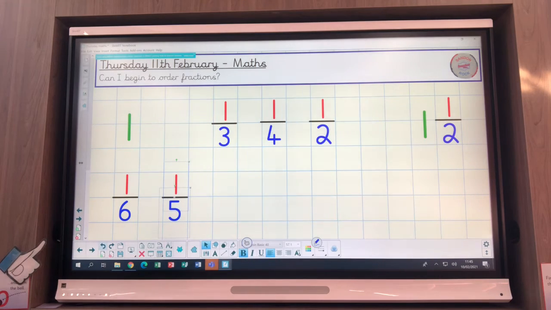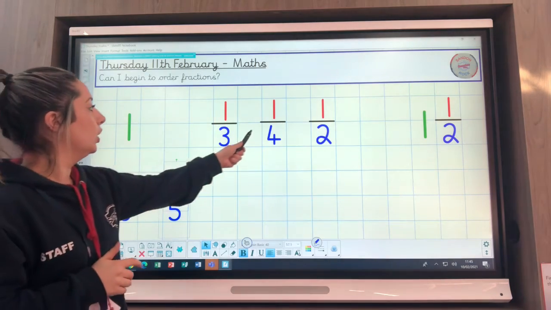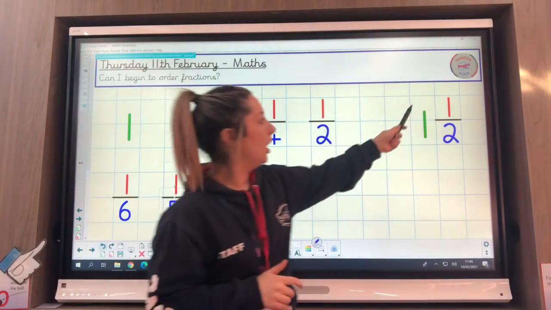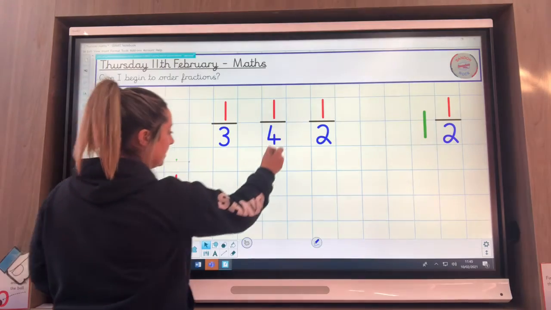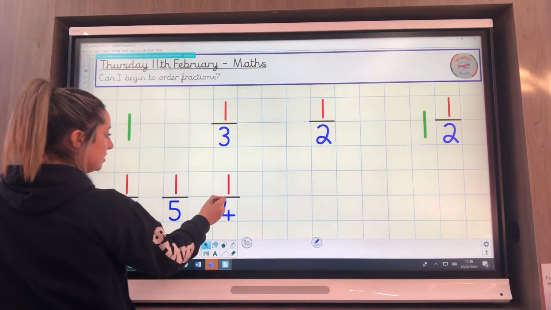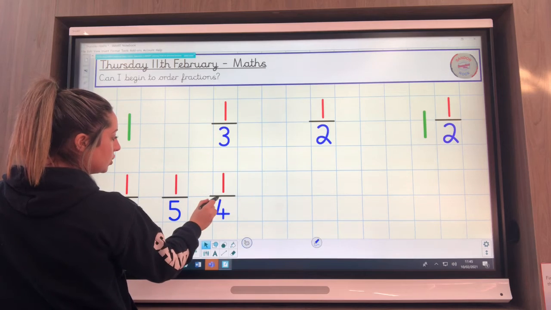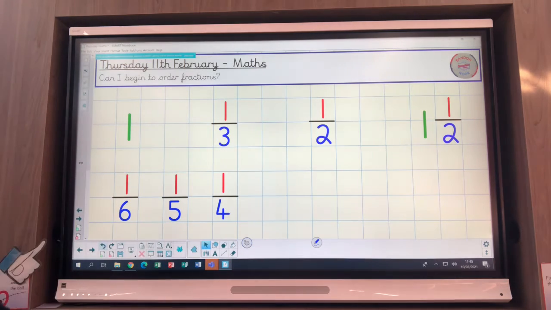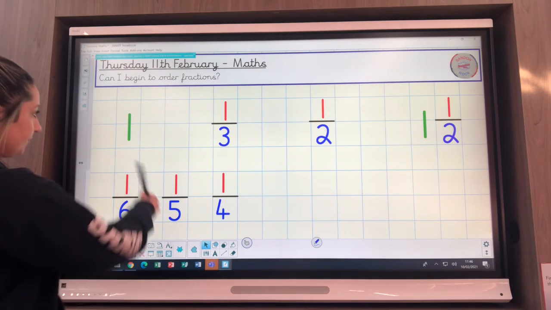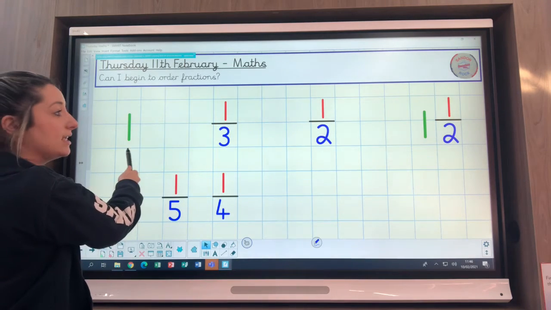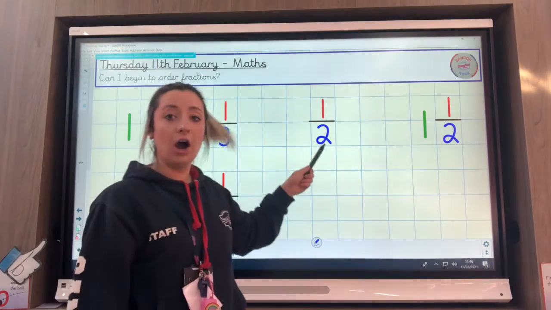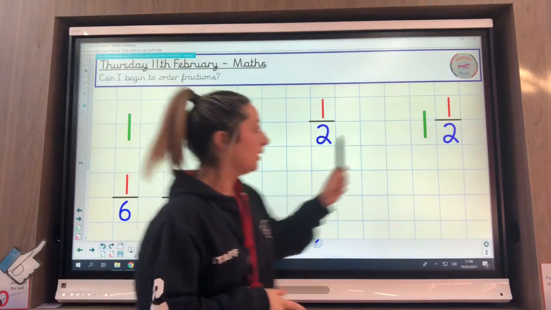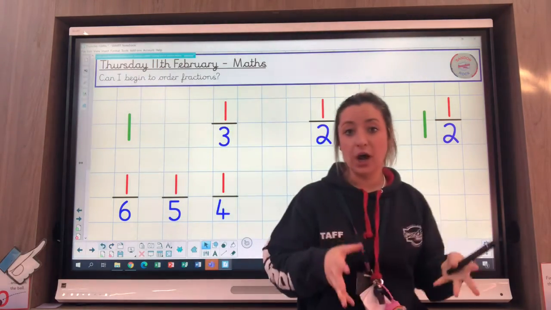Okay, so my next one, which one am I looking at next? I've got a 3, a 4, a 2, and a whole one, and a 1 and a half. Which is the next one where the denominator is the biggest? Well done if you got this one at home. So let's move this into order. Now our next fraction that goes in order is 1/4. So 1/4 is next. Now we've got a whole, which means all the parts are shaded. 1/3, so one of the 3 parts is shaded. 1/2, so one of the 2 halves is shaded. And 1 whole plus another half.